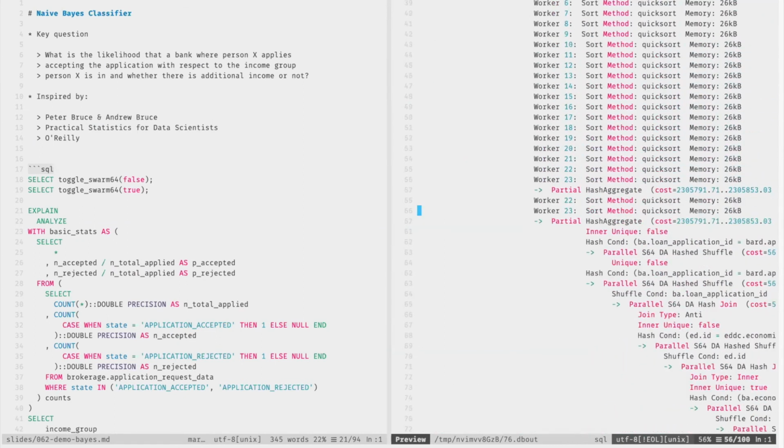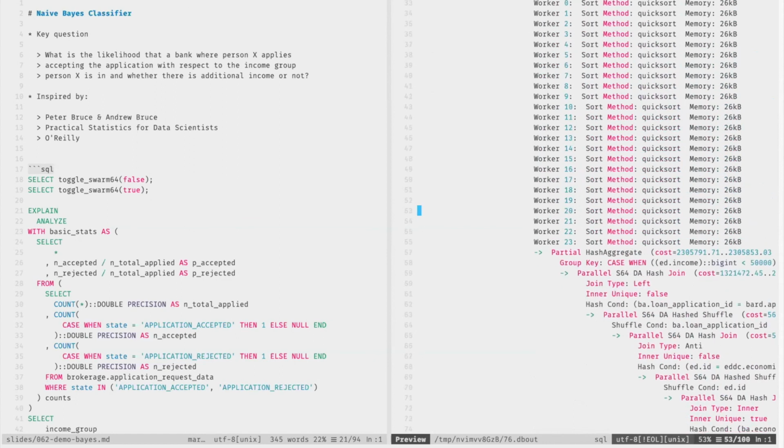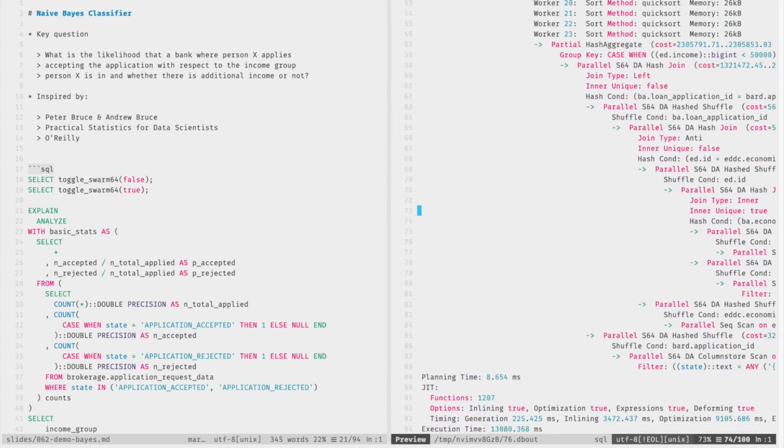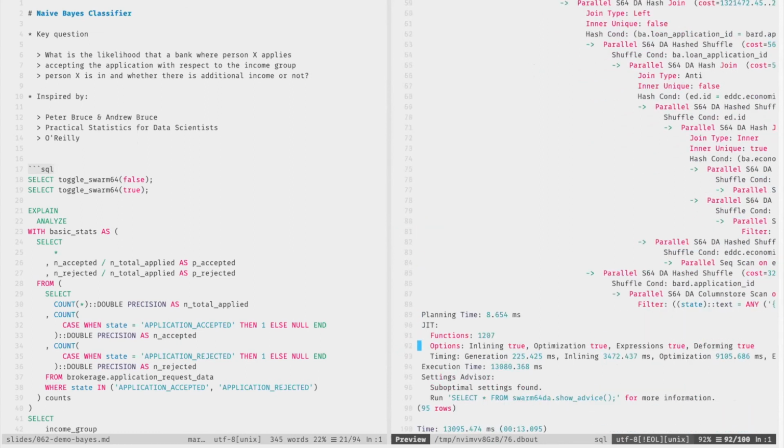We see sort is happening in memory. That was the case before as well. And we see, again, a lot of parallel stuff. So this is a really nice query. 13 seconds. I think it was 39 before, if I'm not mistaken. So quite a bit of speed up.